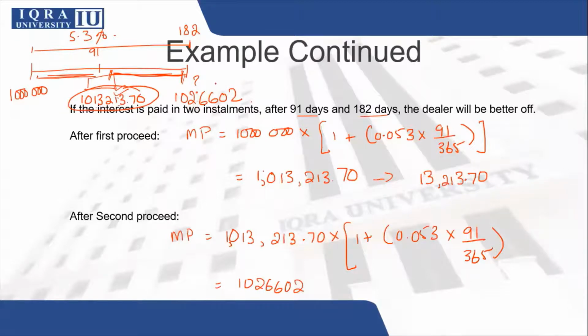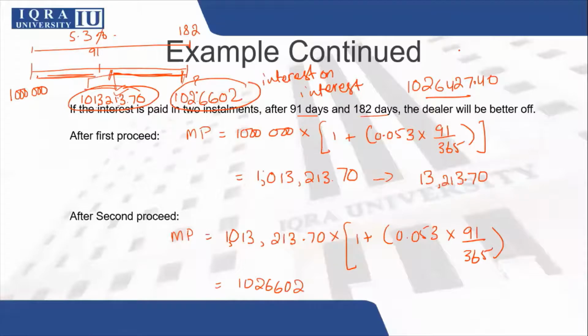This value is higher than what you calculated before. Before the value that came was 1026427.40. So you can see that this value is a bit higher. Reason being that over here you have earned interest on interest. Okay, so over here there were two interest payments, whereas over here there was only one interest payment, so you got the interest only at the end and there was no interest on interest. Now let's move ahead.